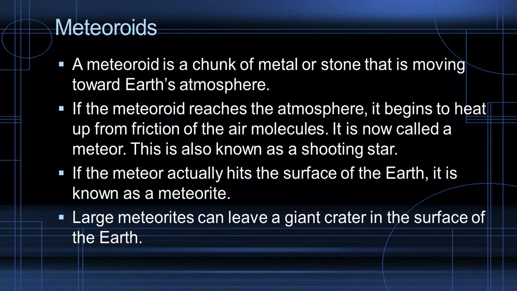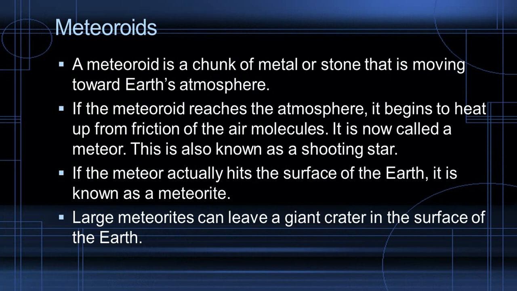So a meteoroid is a little different. It is a chunk of metal or stone, possibly an asteroid, that starts moving toward the Earth's atmosphere. These are the ones that are going to be falling out of the asteroid belt or coming from another location, wherever that might be. They're called meteoroids when they're headed our way. If the meteoroid reaches the atmosphere, it begins to heat up from friction. The air is going to heat it up really well, and then it will be known as a meteor. We will see these frequently as a shooting star.